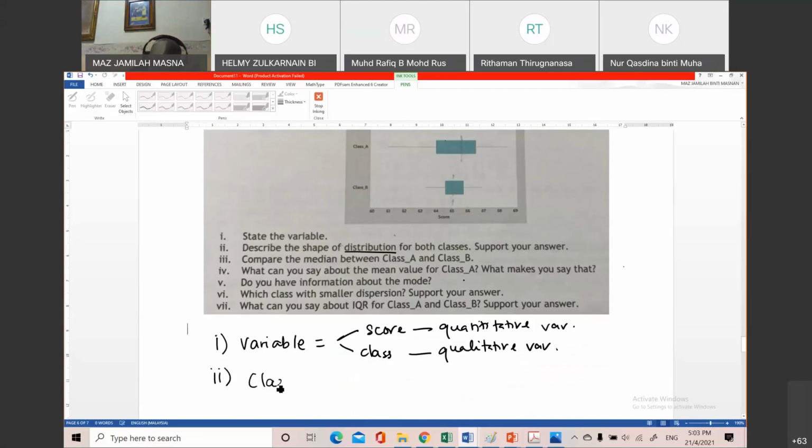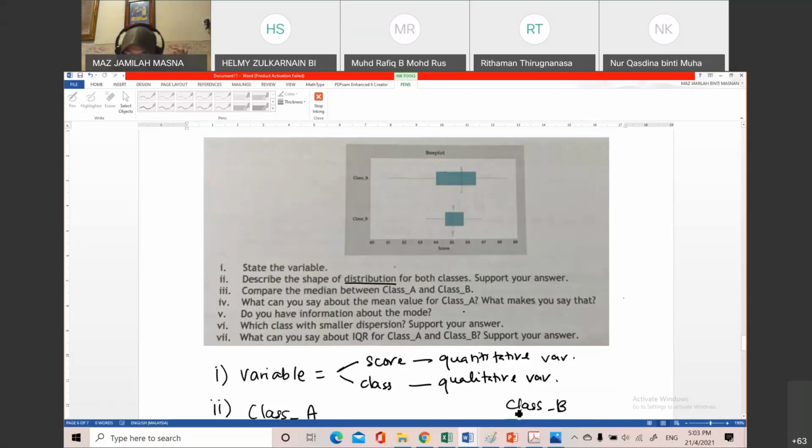So let's begin with class A, then class B. What about class A? What is the shape? Look at the whiskers, look at the boxes. So let's say the median for class A is this, and the median for the second class is somewhat almost the same.